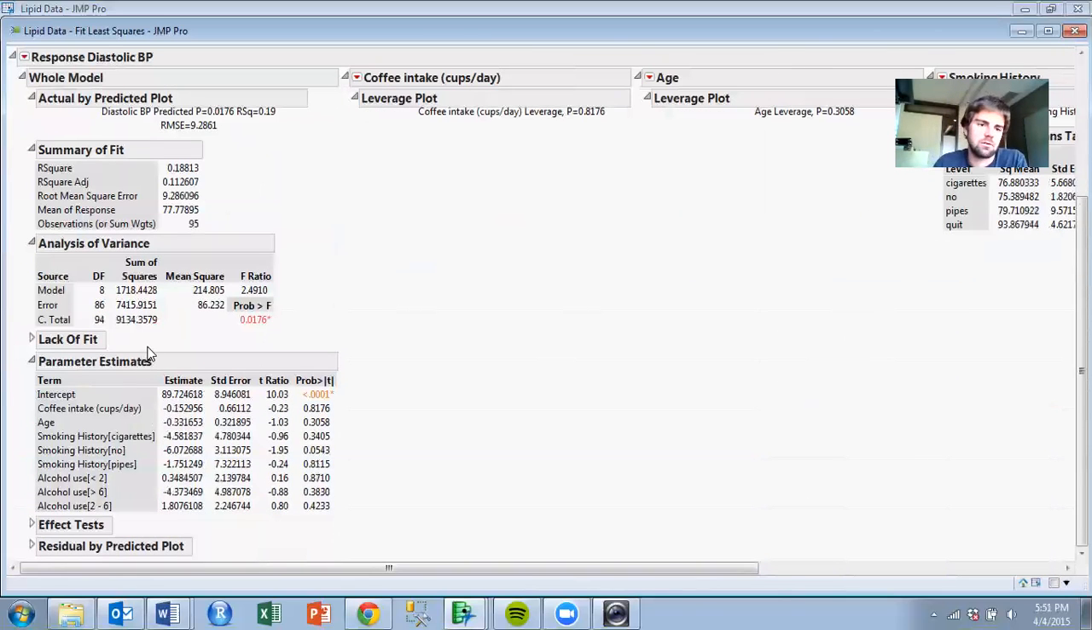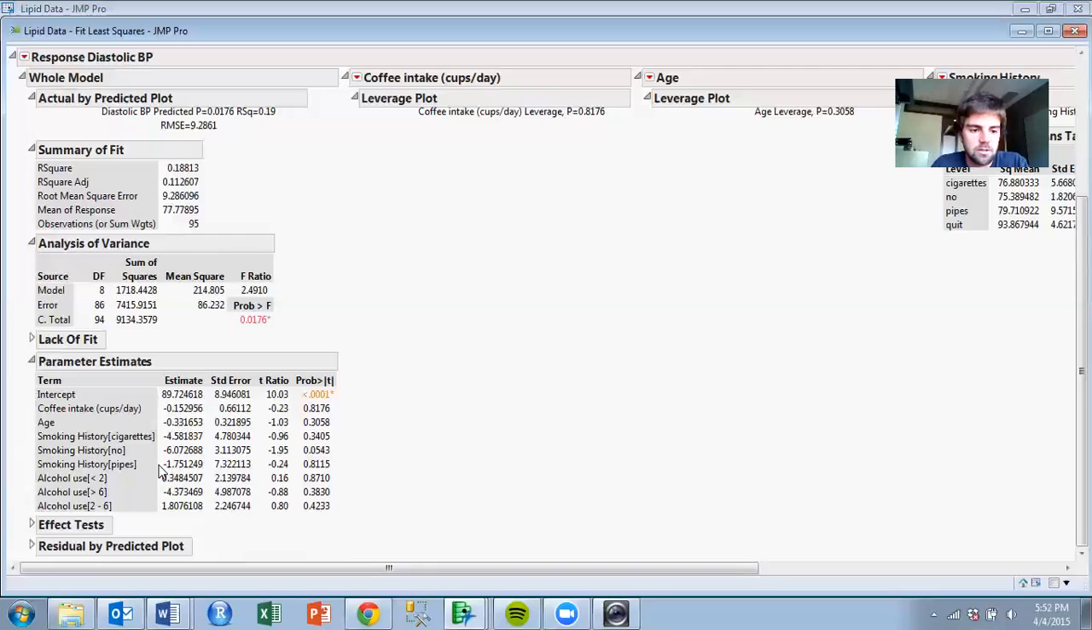Let's stick over here. So notice in the analysis of variance table and the parameter estimates table, we have this coffee intake slope. Basically what it looks like is that for each additional cup of coffee, your predicted blood pressure is going to decrease by 0.15 points in blood pressure. So for each additional cup of coffee, the blood pressure will decrease a predicted amount of 0.15, holding everything else in the model constant. That's the statement that we add in multiple linear regression: holding everything else constant. So holding age and smoking history and alcohol use constant.